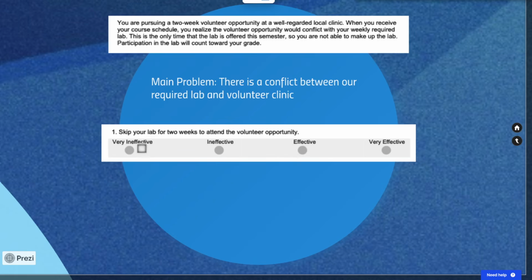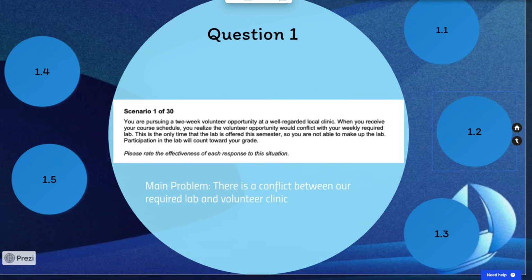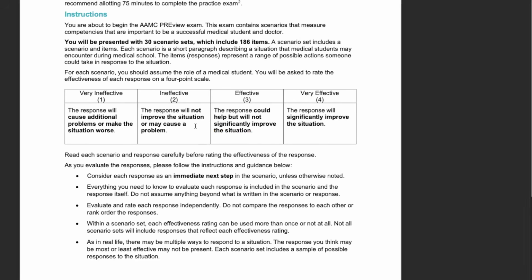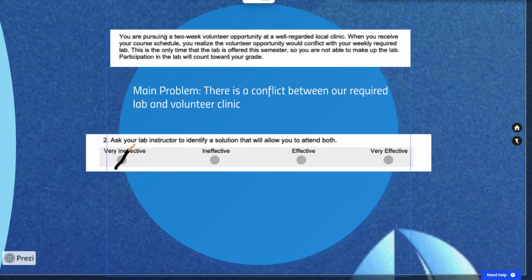Now, let's go to the next one. All right, 1.2. Let's jump into it. Response: ask your lab instructor to identify a solution that will allow you to attend both. Okay, that's a little bit better than the previous one, right? At least now we're trying to identify a solution. Let's look back at this. A very ineffective response will cause additional problems or make the situation worse. We can tell this isn't going to be a very ineffective response, right?